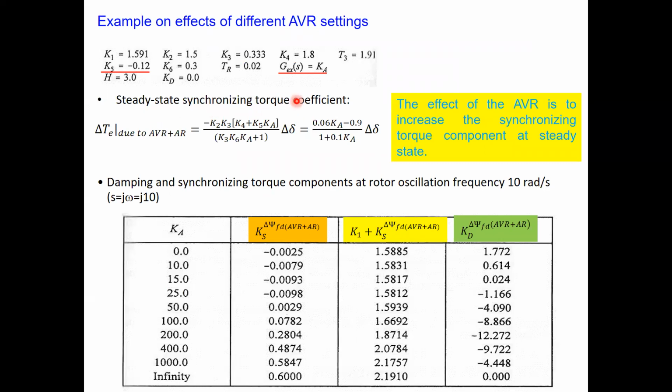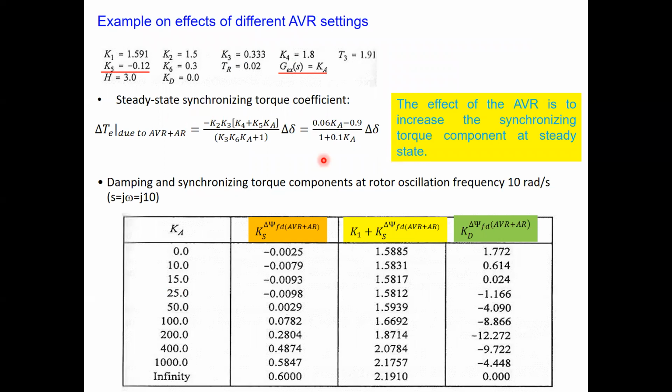And here you can see, if I say what is the value of K again, it could be 0, so then it will be completely 0 in fact. But if I say 10, 15, 20, this torque will change, right? So what we observe is that normally the influence of AVR is to increase the synchronizing torque component at a steady state condition.